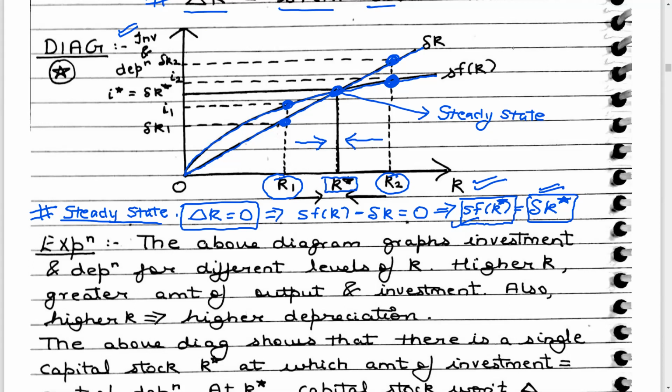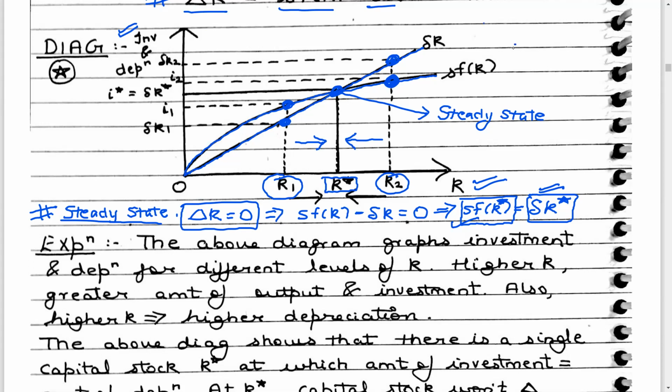So K star is called the steady state level of capital stock per worker. At the steady state, change in capital stock per worker is 0. That means the new capital added in the economy, given by investment, exactly equals the capital which is wearing out, given by depreciation.